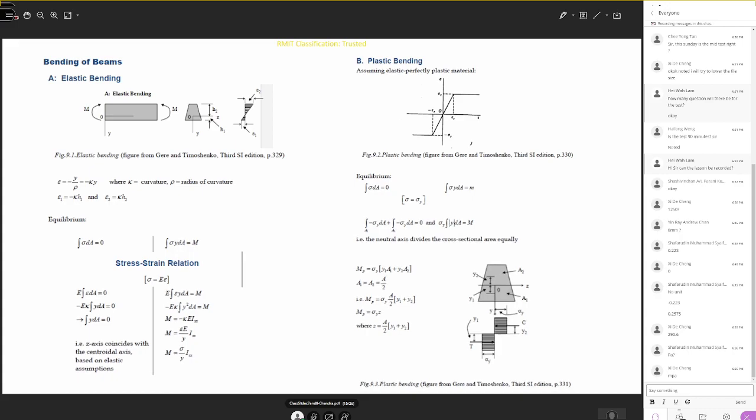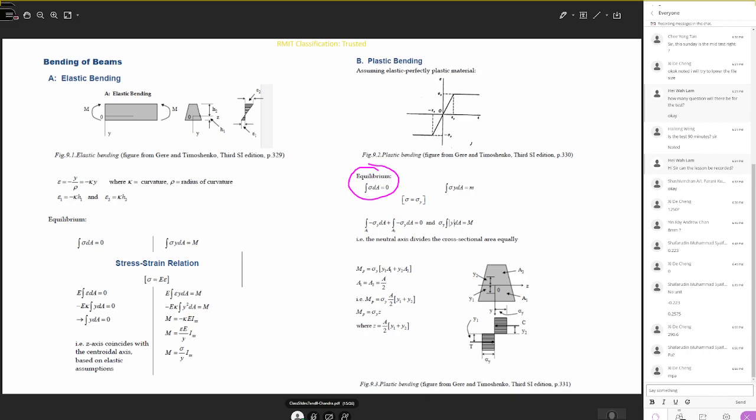Under elastic bending conditions, we have discussed the elastic flow conditions. Now let us see the plastic flow conditions. Under the fully plastic flow conditions, we apply equilibrium, so the integration of sigma dA is equal to 0. That means we need to apply this formula.